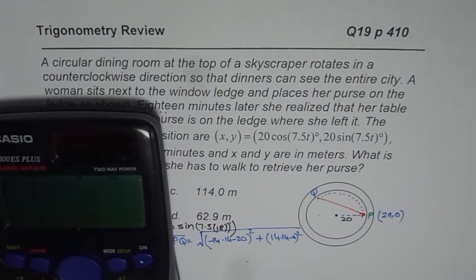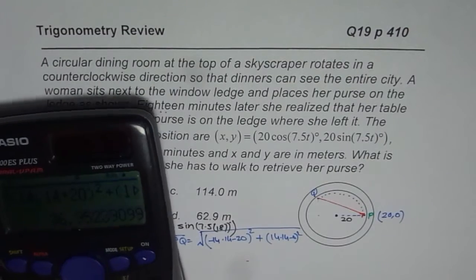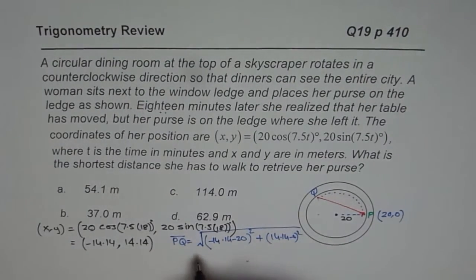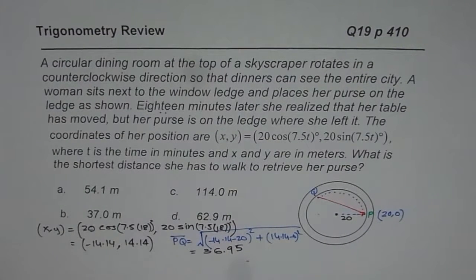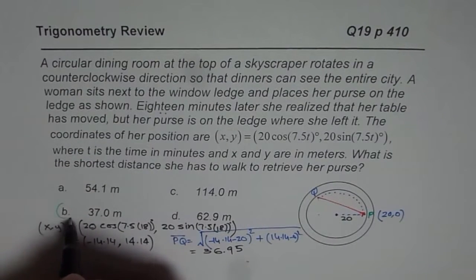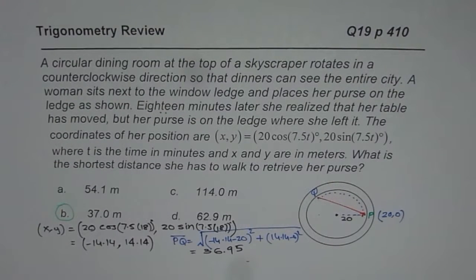So let's calculate the value using the calculator. Here we have square root, within brackets 14.14 plus 20, bracket close, squared, plus within brackets 14.14 minus 0, squared, and let's say equal to. So we get 36.95. So what we get here is PQ equals 36.95. That is very, very close to 37, and that's our answer. So B is the right option for us.